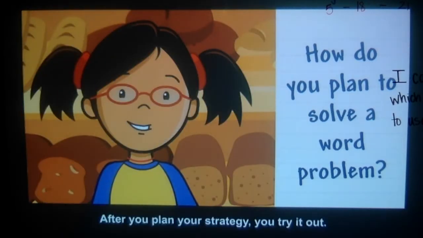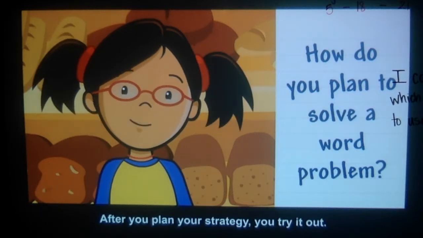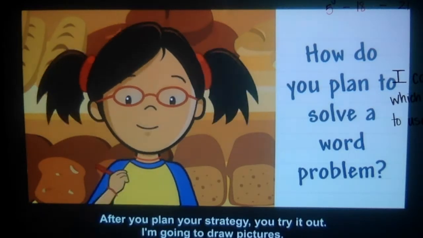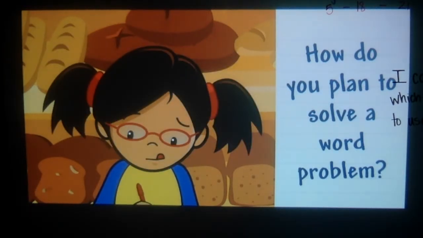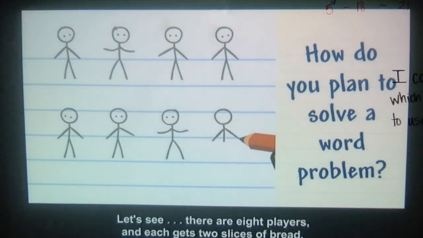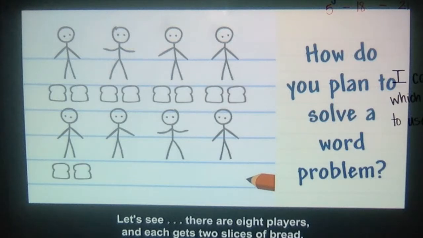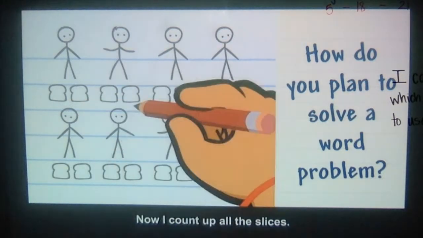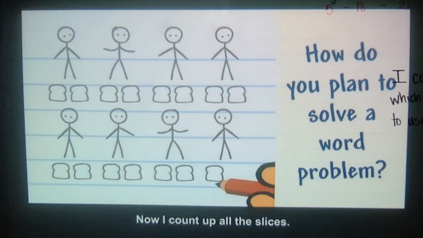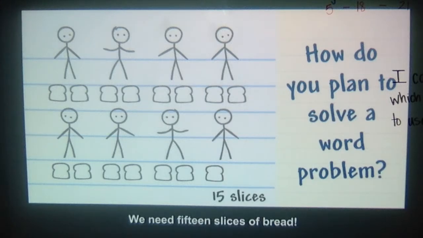After you plan your strategy, you try it out. I'm going to draw pictures. Let's see. There are 8 players, and each gets 2 slices of bread. Now I count up all the slices. We need 15 slices of bread.